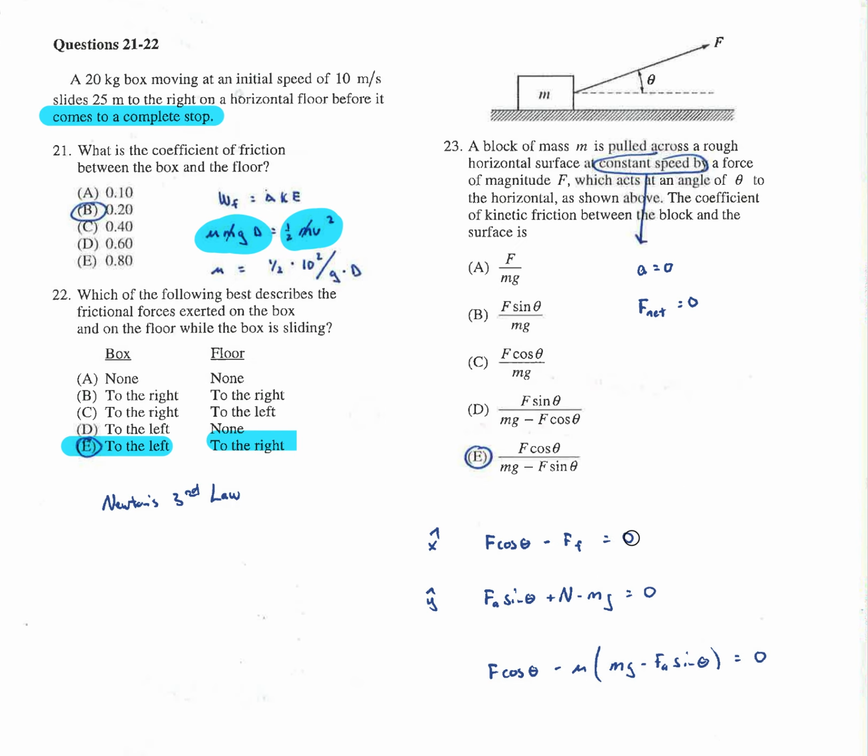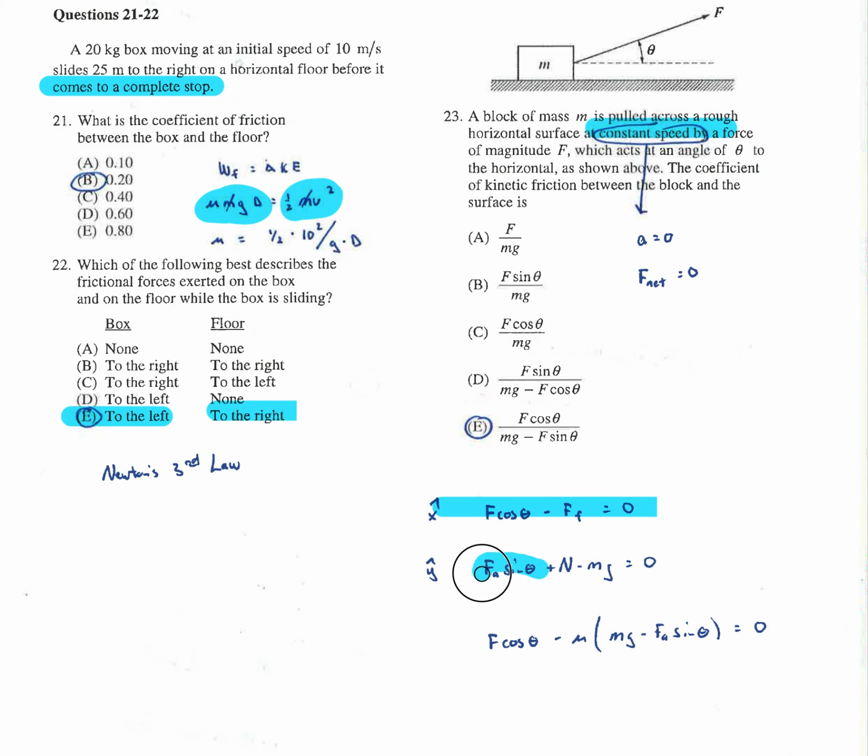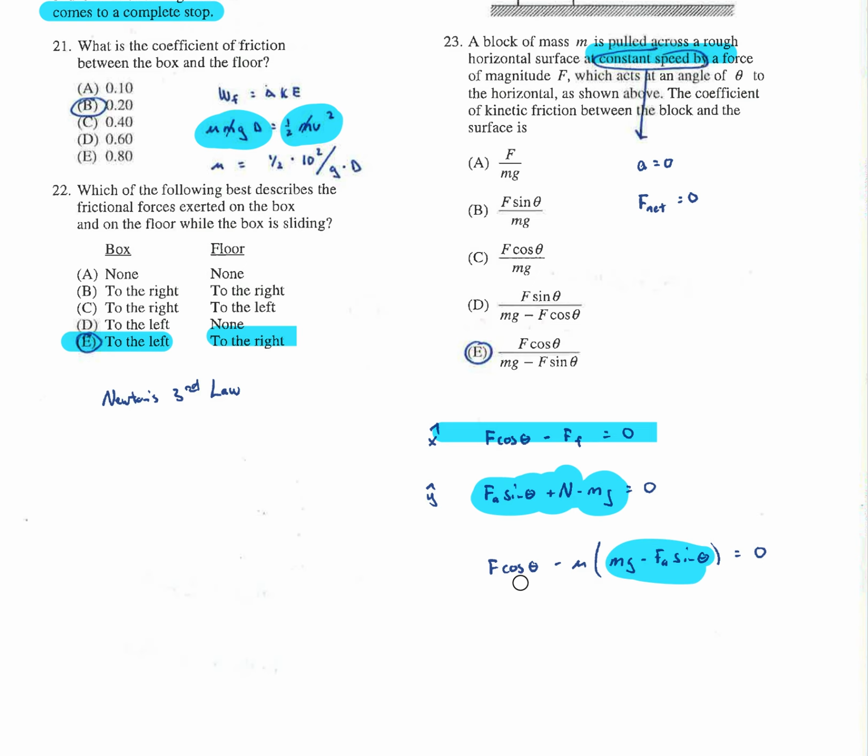So in the x direction, this is what we've got. And again, it is constant speed, which is why I put the accelerations to 0. And then in the y direction, I'm pulling up. The normal force is up, and mg is down. I'm going to use the bottom equation to solve for the normal force. There's your normal force. And then there's your equation of motion. Fa cosine theta minus mu times the normal force equals 0. And then you solve for mu, and you get that.